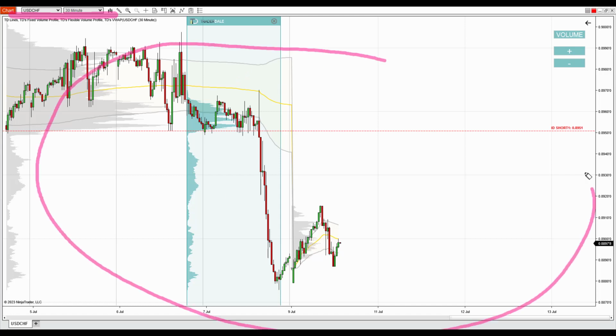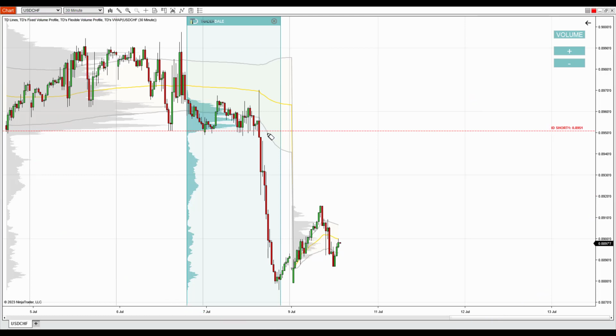So this is the US dollar Swiss franc 30-minute time frame. And what I want to talk about in here is this resistance level. It is a level which I published in my members area yesterday, and it's a short from 0.8951, and it is based on a volume accumulation setup.